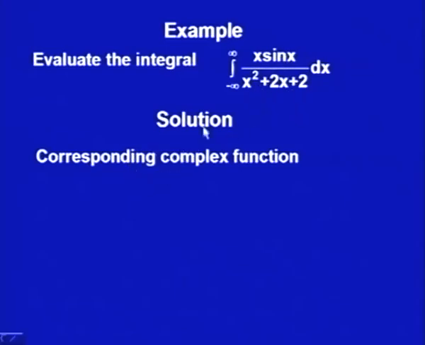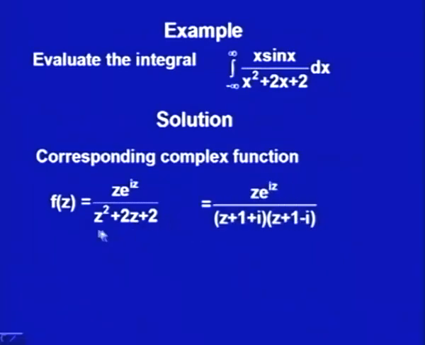Let us see. Go ahead with the usual method for the evaluation of the integral from minus infinity to plus infinity of f x sin x dx. For that, we always define the corresponding complex function as f z e to the power i z. So here we take f z as z upon z square plus 2 z plus 2 into e to the power i z. This we take as our corresponding complex function. Let us factor the denominator. So we get z e to the power i z upon z plus 1 plus i upon z plus 1 minus i.